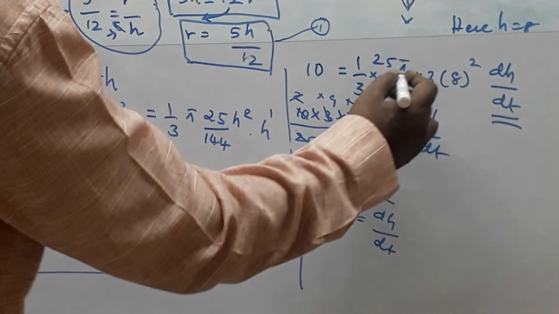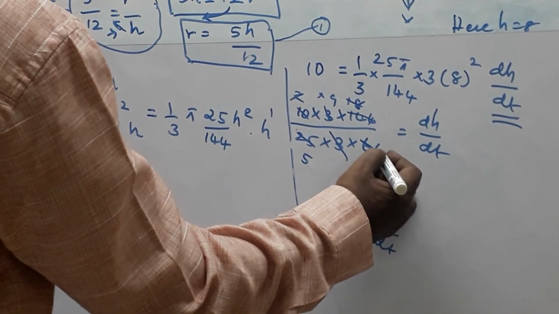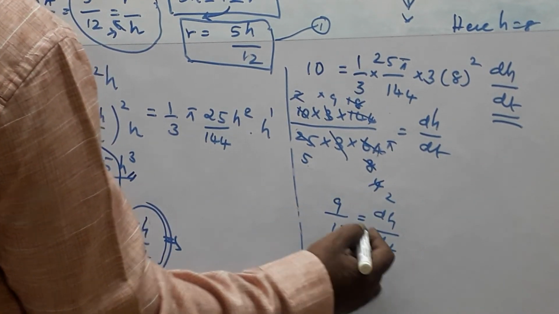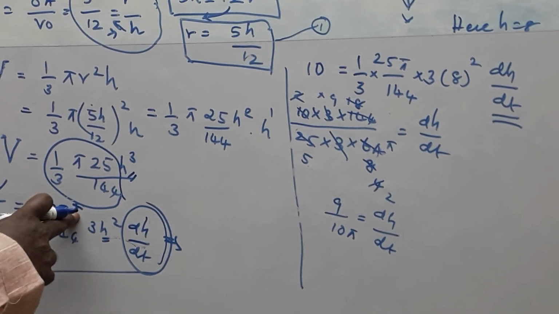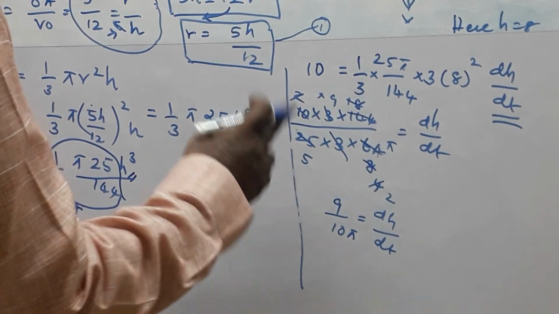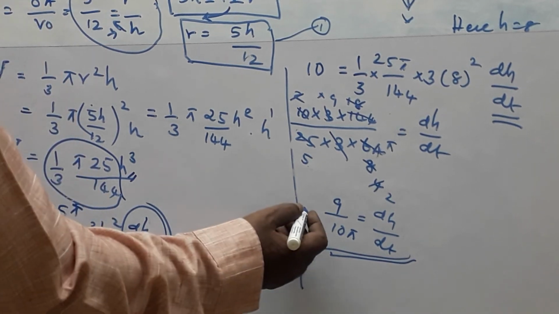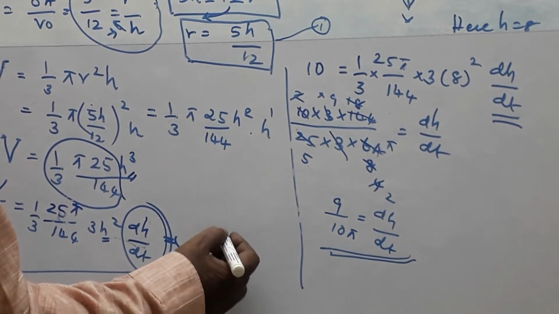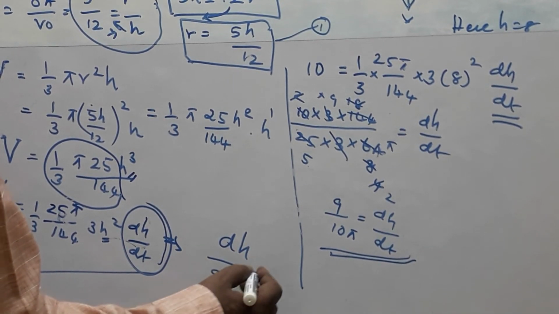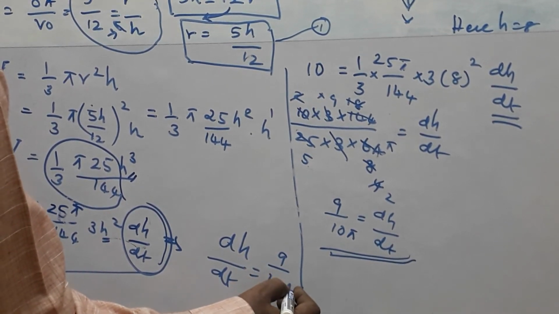So when you bring this pi to the ground, then what happened? Here pi, that is 10 pi. Are you clear? We had left out the pi. The pi that was on top comes down, so it goes to the bottom. This is the final equation, and we have to give the result: dh by dt is nothing but 9 by 10 pi.